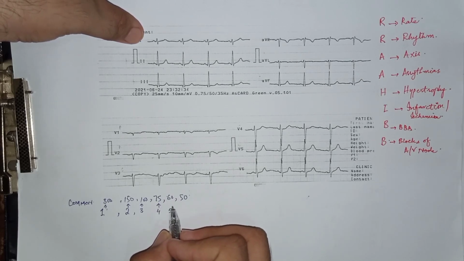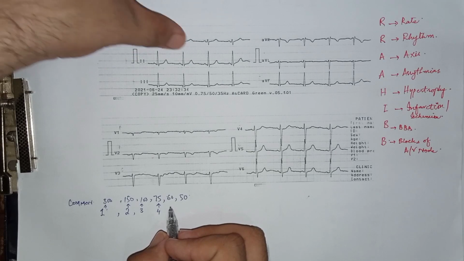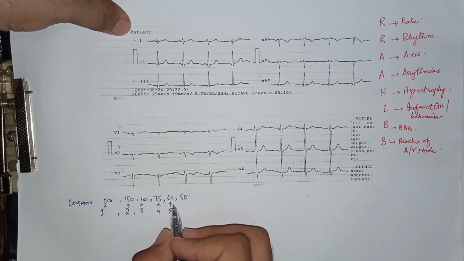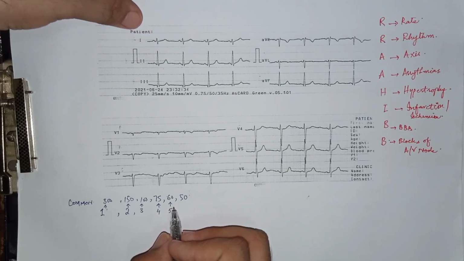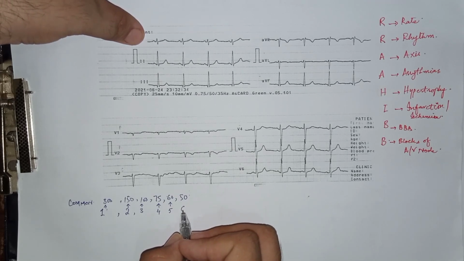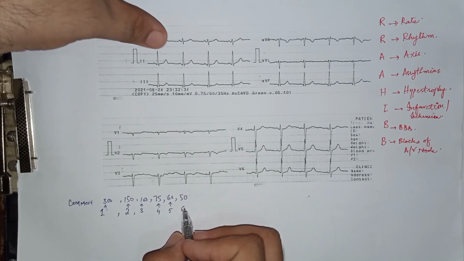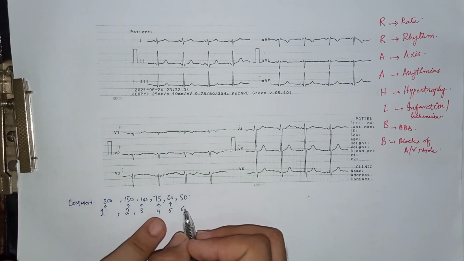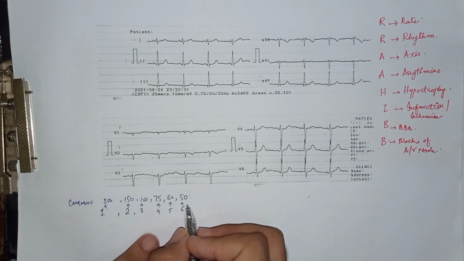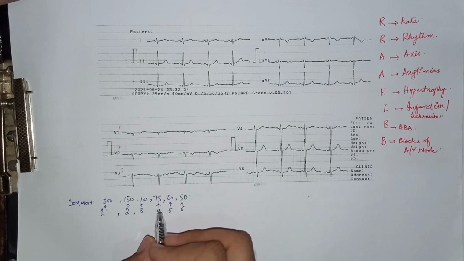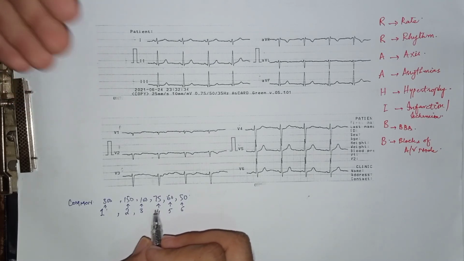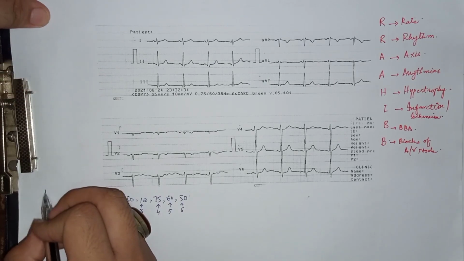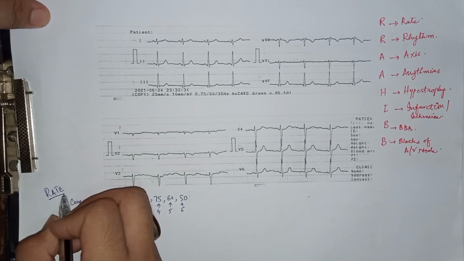If five large boxes are present between the RR interval, the heart rate in the ECG is 60 beats per minute. And if six large boxes are present between the RR interval, then the heart rate is 50 beats per minute. This is a very common method of rate calculation. So this is the first method of rate calculation.